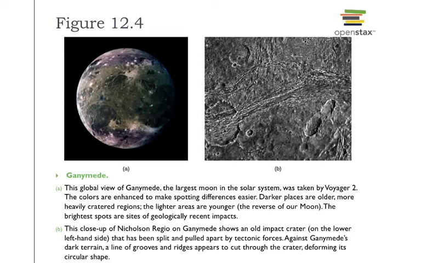Here are some other images. On the left, we see those darker images are going to be older parts of the surface that are more heavily cratered than the lighter regions. And on the right, we see some of these lines and grooves and ridges that appear to cut through kind of some of these craters here. So that indicates that there is some type of activity that had happened there.